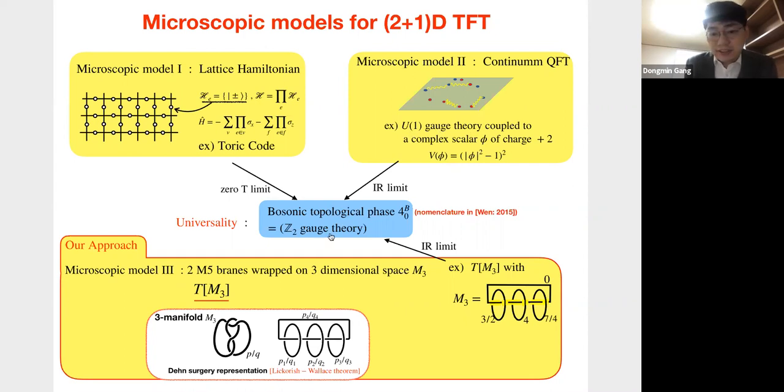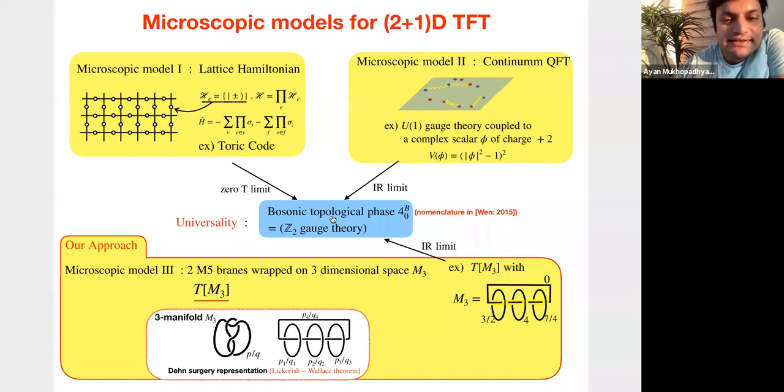So in this example, we can find that this topological phase is very universal. This microscopic theory started from some relativistic continuum field theory, and this system started from the lattice Hamiltonian. Here there is even no relativistic symmetry, but eventually, at a certain limit, they are described by the same topological phase.